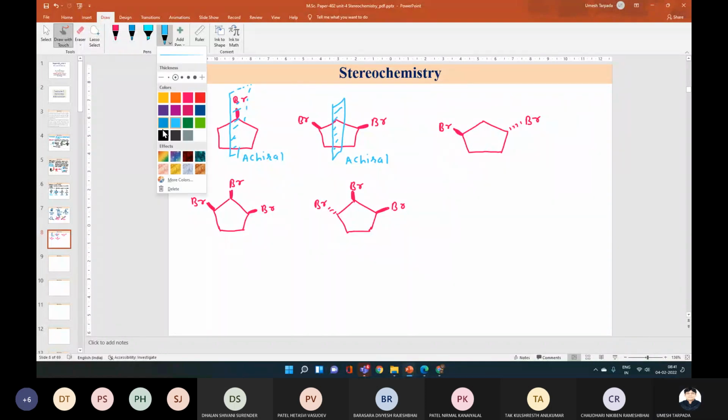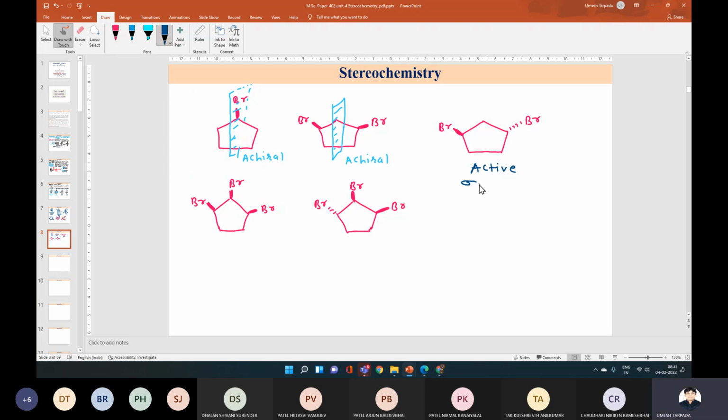What's about the next one? Optically active. Yes, good. One Br is in front, the other is on the back side. So you cannot have a plane of symmetry, so it is optically active. Sigma plane is absent, so the molecule is optically active. This is a requirement. Now what's about this one? Optically inactive. Yes, here you can have a plane of symmetry. Look here, so it is inactive.